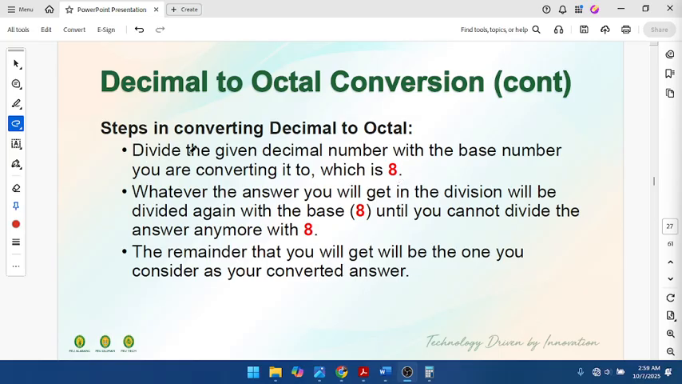So divide the given decimal number by the base number you are converting it to, which is 8. Whatever answer you get, you divide again by 8 until you cannot divide the answer anymore with 8. Then the remainders you get will be the converted answer.